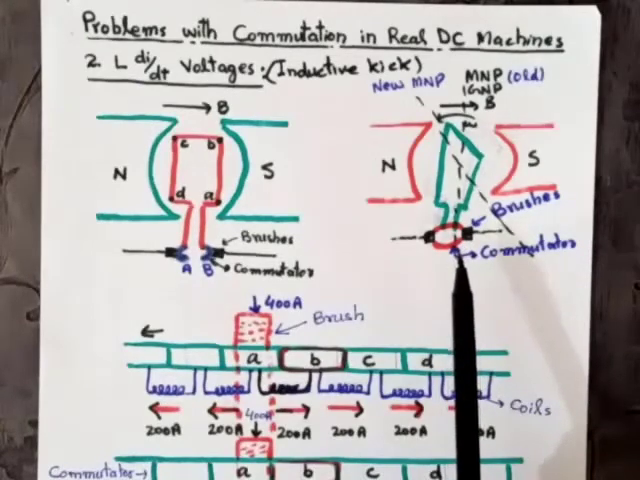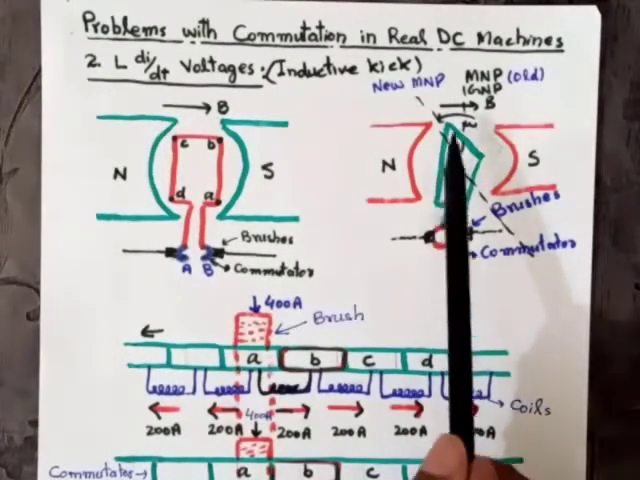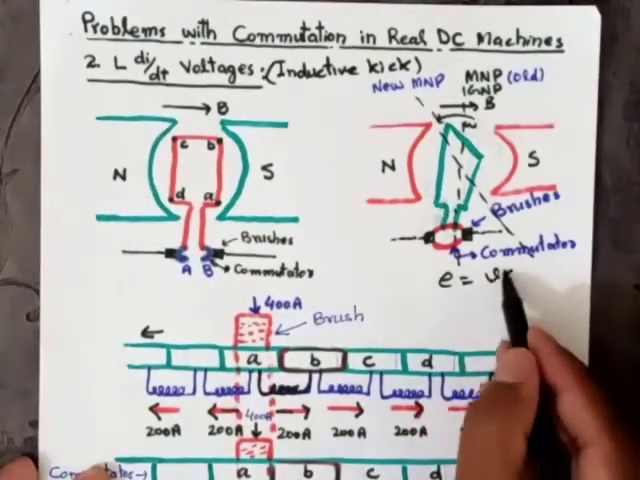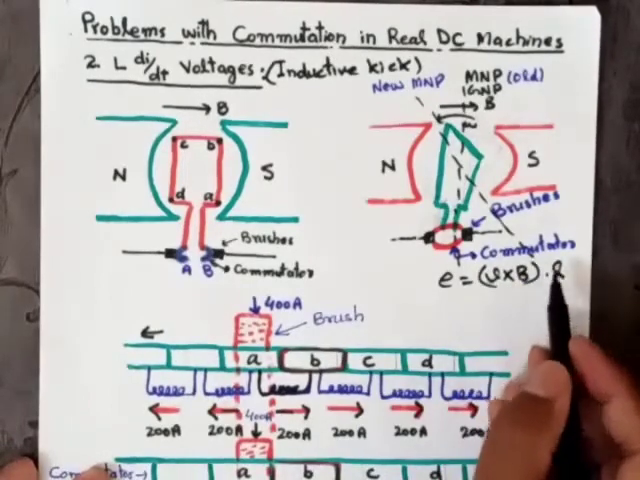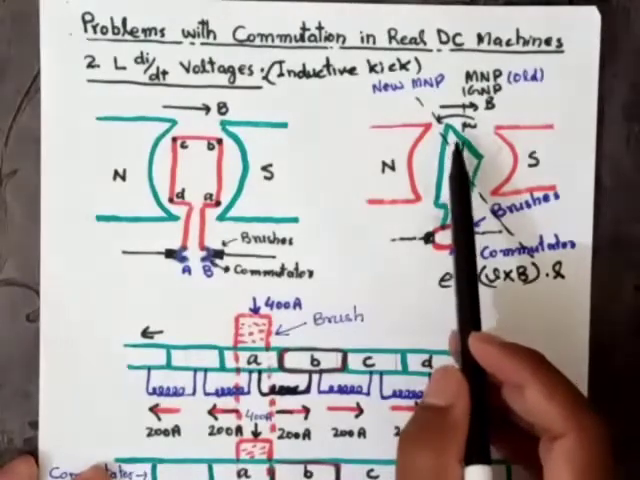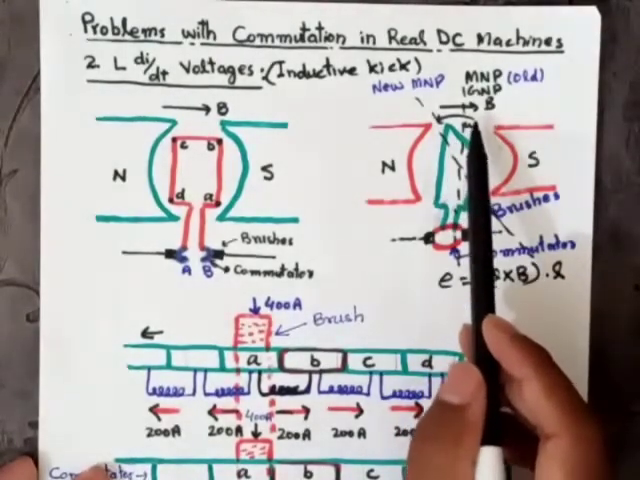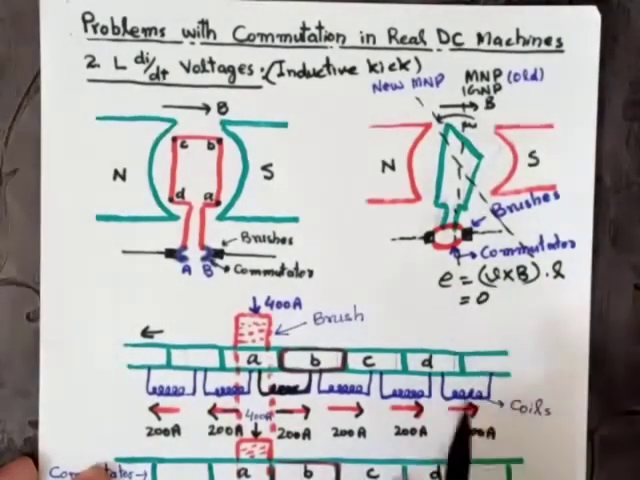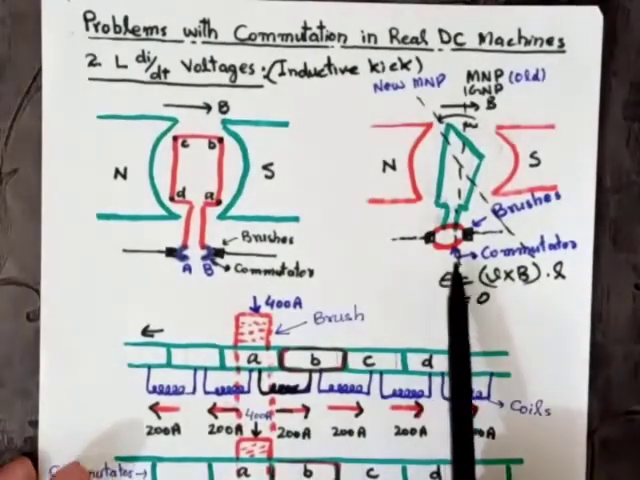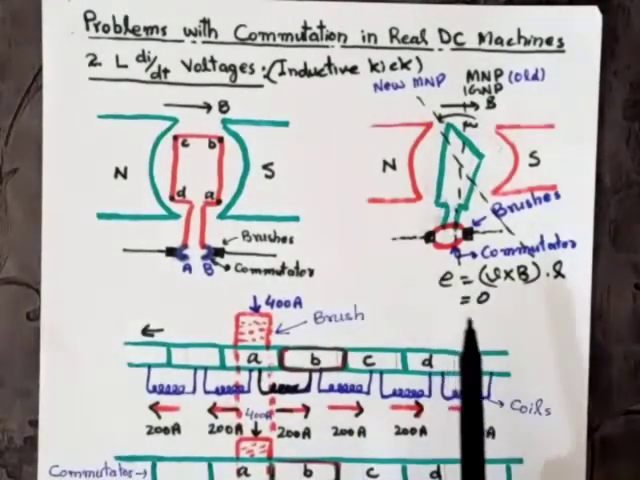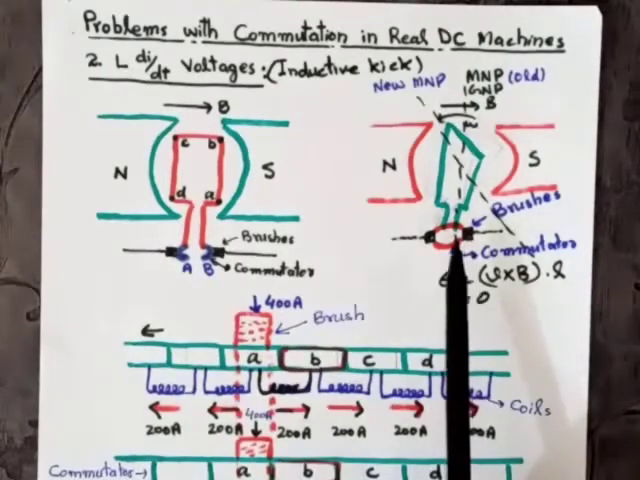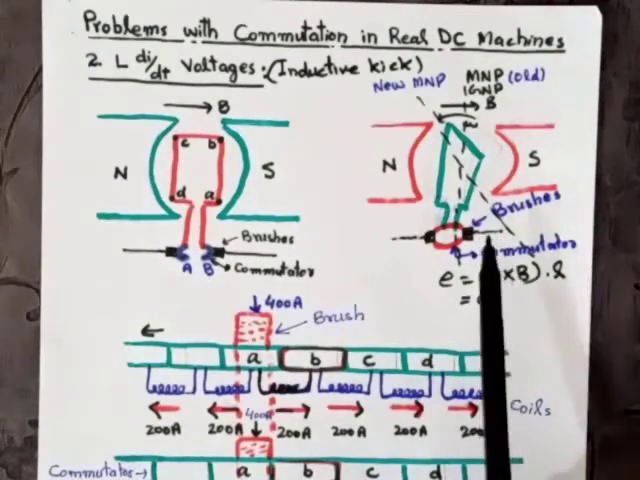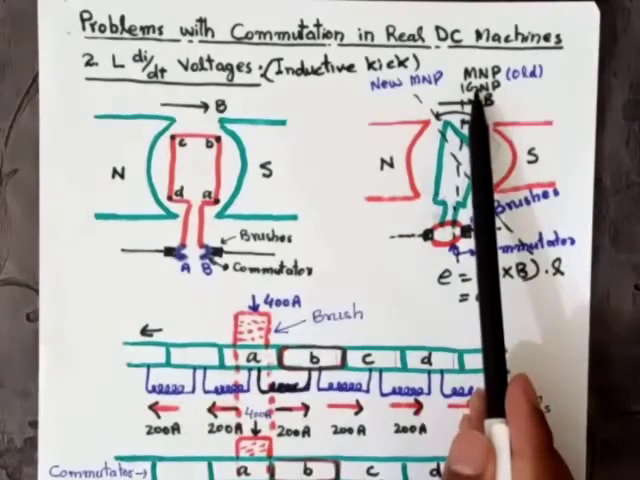But there is no problem in this case because no EMF will be induced. As we know, E is equal to V cross B dot L. Here the relative velocity of the conductor and the direction of the magnetic field are both parallel. That's why no EMF will be induced, as you can see in this figure. But the problem is that due to the armature reaction, as we have already discussed, this magnetic neutral plane is shifted.